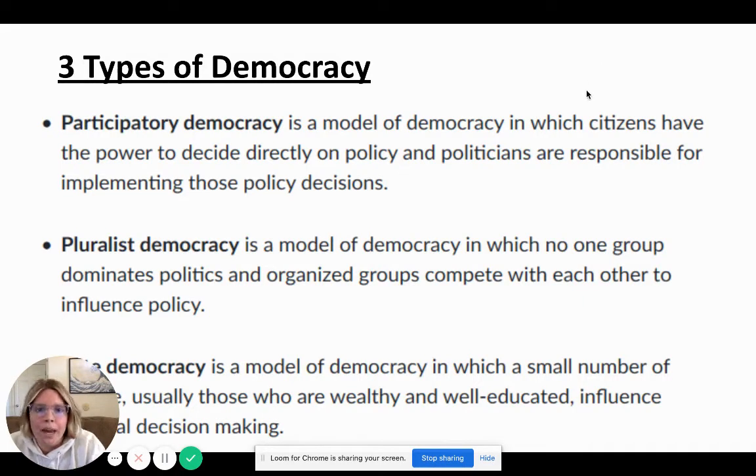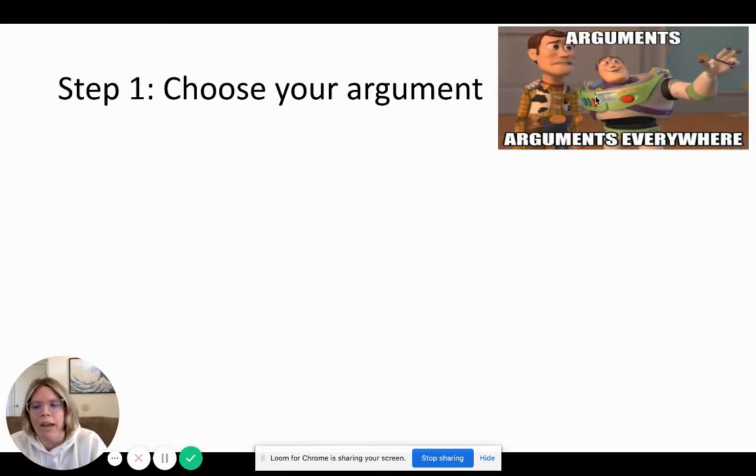So let's go through this, and again, if I was writing this essay, I could take all 3 of those and write an essay to defend that's what the founders intended. I would have different evidence and different arguments. The first thing you're going to want to do is choose your argument. Understand which path you're going to take.